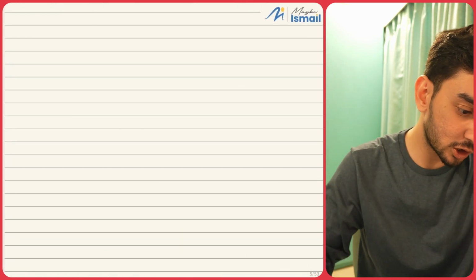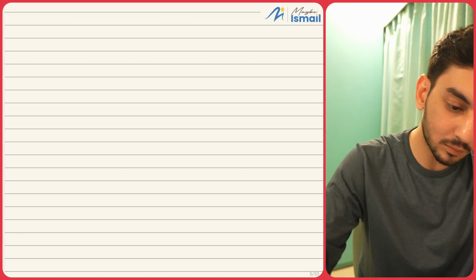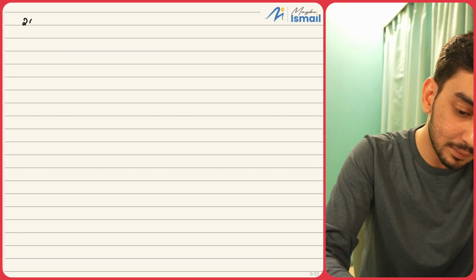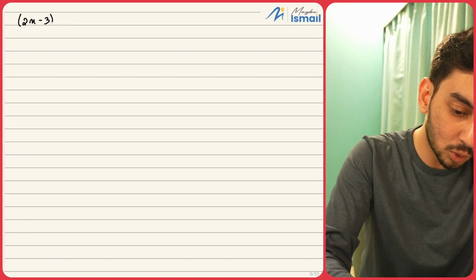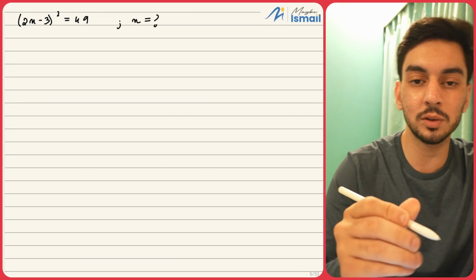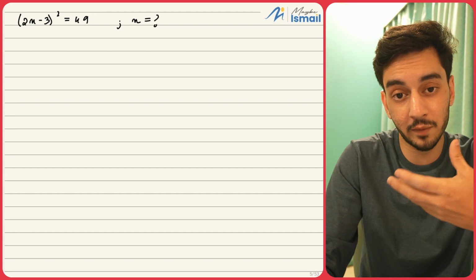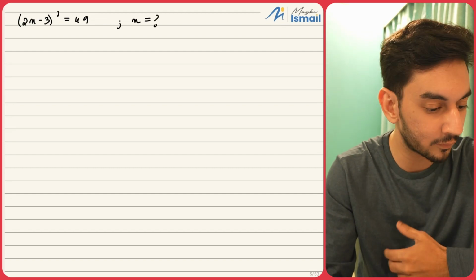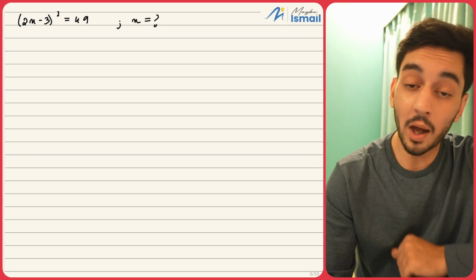And I have a question over here which says 2x minus 3 all squared is equal to 49, and it says find the value of x. So basically I need to simplify this equation to solve the equation and find the value of x. That's the entire idea of this question. Okay, now I have two ways to do it.